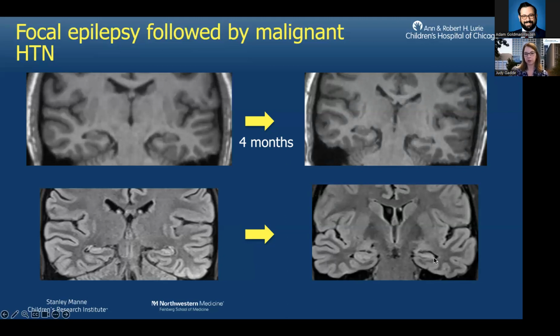And then on the coronal T2 flare here, there is also just maybe a little subtle T2 flare hyperintensity, kind of hard to tell. But I think more easier to see would be the very minimal increase in size of that left temporal horn, showing us that there's atrophy of that left hippocampus.